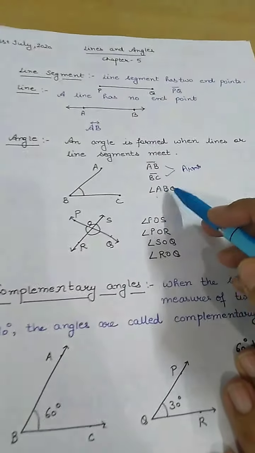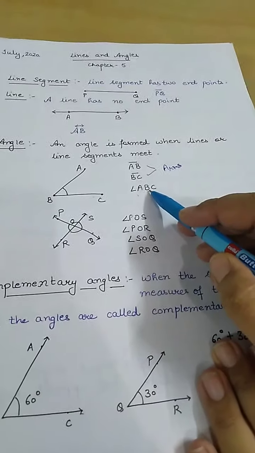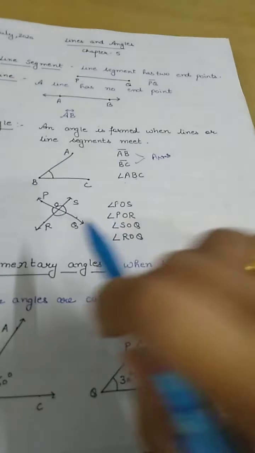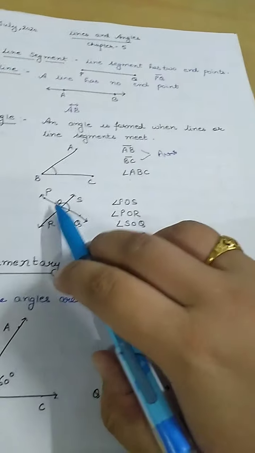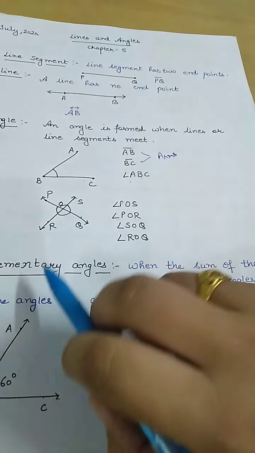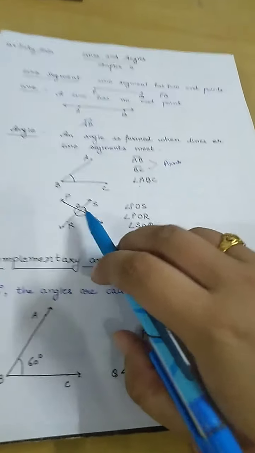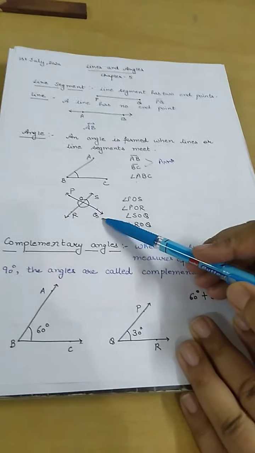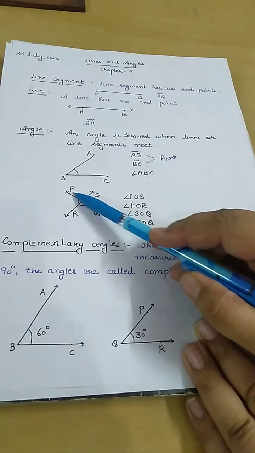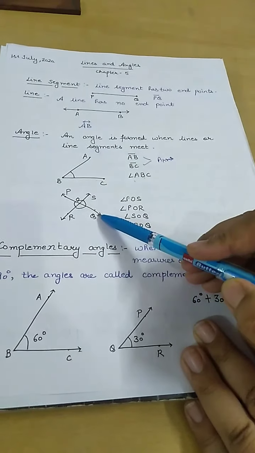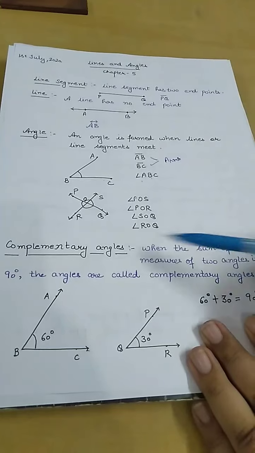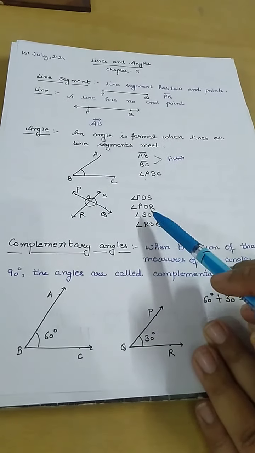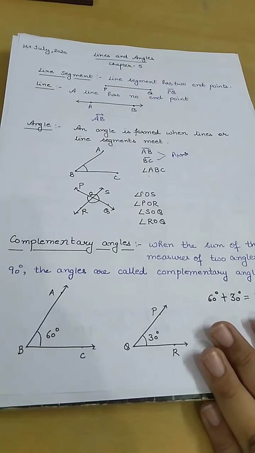We always keep the vertex in the center, so angle ABC is an angle here. These are two lines which are intersecting at point O. They are also making some angles, that is angle POS and angle ROQ, angle ROP or POR, SOQ or QOS. So arms names can be interchanged, but the vertex will always be in the middle.